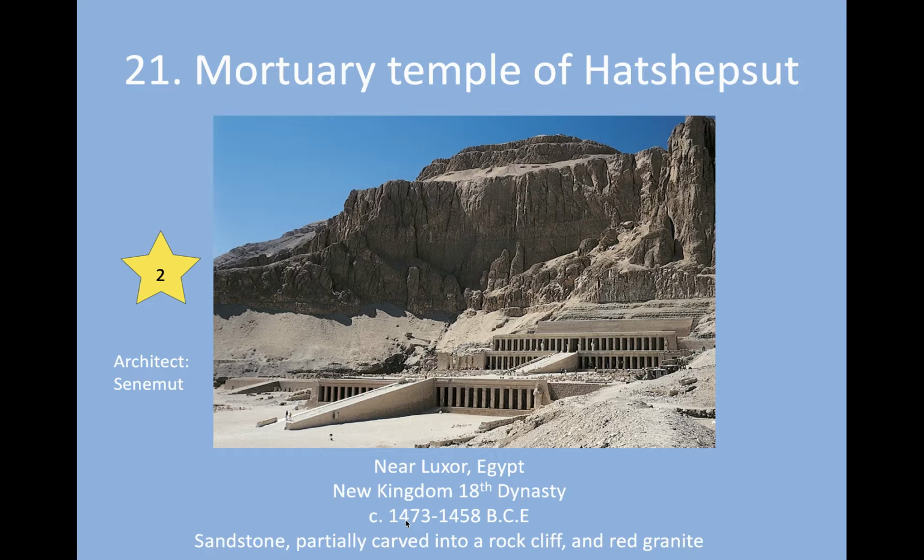So we see that this is near Luxor, New Kingdom, 18th dynasty. It's sandstone, and it's partially carved into the rock cliff. So you can see that the cliff is here, and then it is carved into the cliff and goes back into the area underneath these huge rocks. It's hollowed out, and it continues back into the rock face. It's a beautiful, huge space.